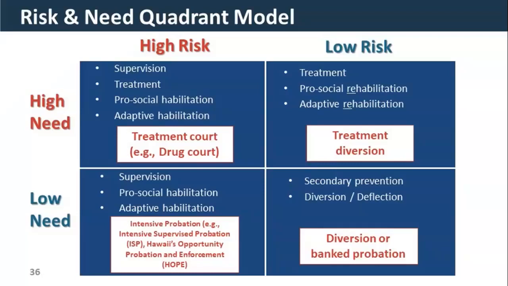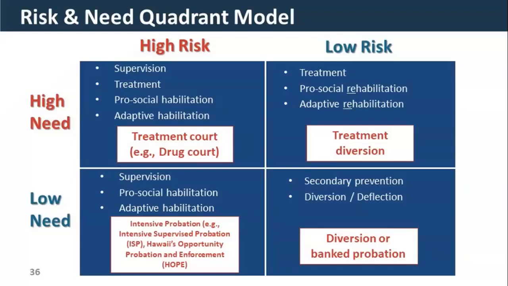Then there's something we call pro-social habilitation. Many of you may be familiar with this using interventions like Thinking for a Change, or Moral Reconation Therapy, MRT, or Reasoning and Rehabilitation. These are interventions that focus on the sometimes criminal thinking, what the 12-step community would call stinking thinking, tendency to see oneself as the victim rather than the perpetrator, not to think before one engages in impulsive behavior, not to consider the consequences of your behavior.